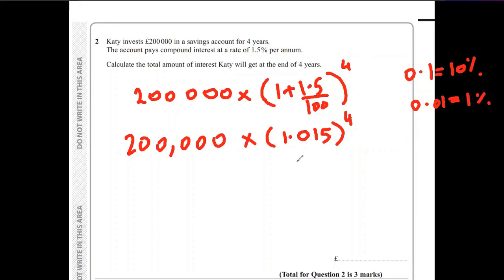Okay, and what do we get if we actually do this? We get 212272.71. Can you slow down a bit, please? 2, 1, 2, 2, 7, 2, point 7, 1. Okay. So basically 212,272 pounds and 71 pence.